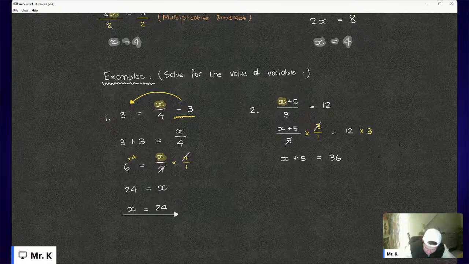Okay, let's take a look at another example. A half multiplied by x minus 2 is equal to 5.